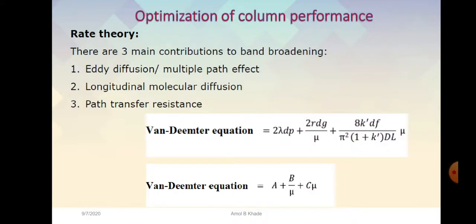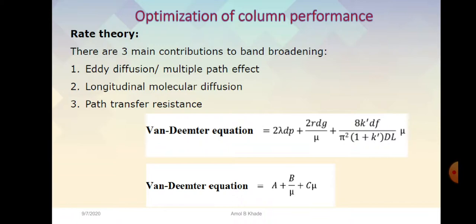Now there is another theory called rate theory, because plate theory fails to explain how we can improve the efficiency of the column. Rather, it gives only information about comparison, whether a column is better or not better, by looking at the number of theoretical plates. Usually a minimum of 2000 theoretical plates is required to consider the column useful for the separation.